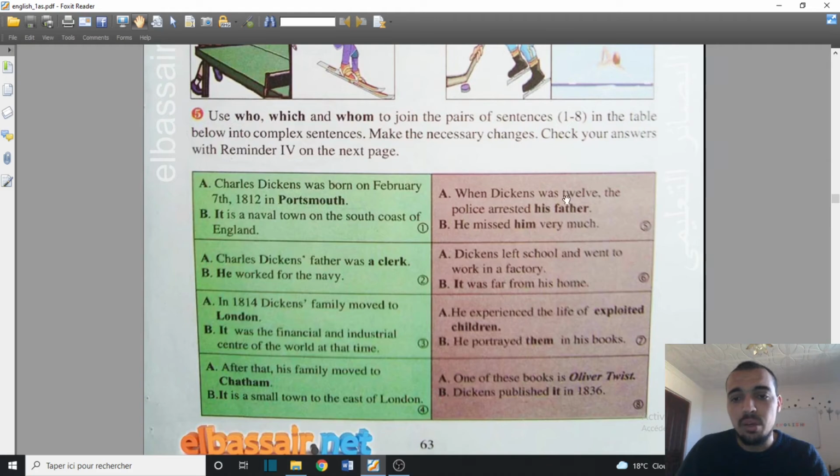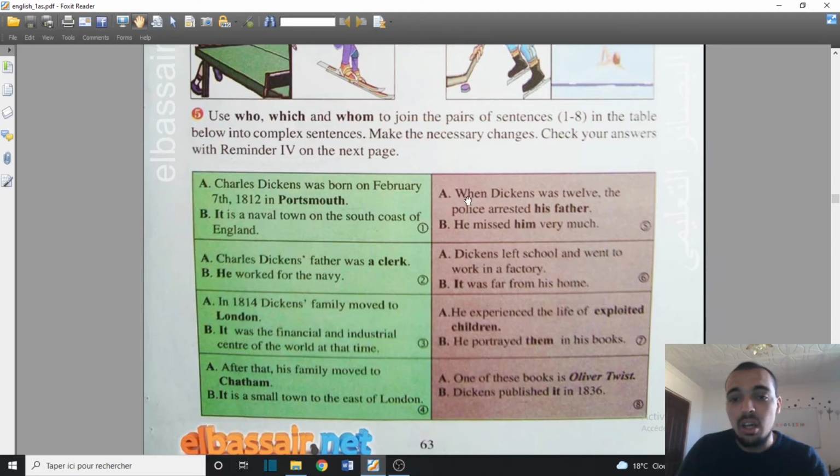When Dickens was 12, the police arrested his father. And here is the second sentence, which of course refers to his father. He missed him. You see, he missed him very much. Here, in my second sentence, which is an explanation of this thing, it's not the subject. I'm not replacing the subject. I'm replacing an object pronoun, which is, as we said, me or him or her or them.